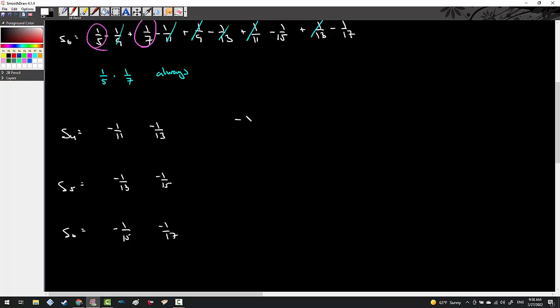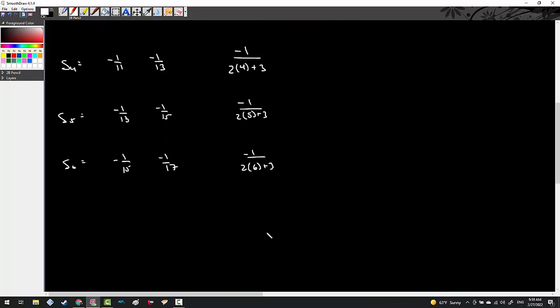Well, I know it's going to be negative 1 over something here. And since I'm at the fourth term here, does it make sense, hopefully, that I have to multiply something by 4 and then add something else to get to 11? Well, how do I do that? Well, it looks like the slope here between the terms is 2. So I'm thinking it's 2 times 4, right? That would be 8 plus 3. So that means negative 1 over, would that be the same for here? 2 times 5 plus 3. That seems to work. So negative 1 over 2 times 6 plus 3. So I'm thinking that the formula here is negative 1 over 2k plus 3.